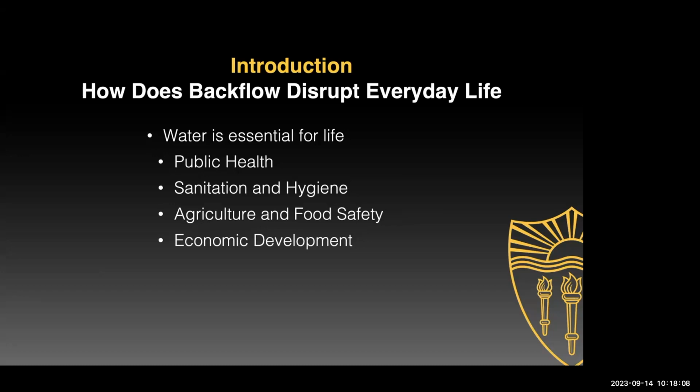For agriculture and food safety, clean water is also vital for agricultural production and food security. Irrigation and livestock require an ample water resource. Contaminated water can lead to tainted crops and livestock, affecting food safety and supply chains. And then for economic development, industries depend heavily on water for various processes, including manufacturing, energy production, and mining. Access to clean water ensures the sustainability of these industries and contributes to overall economic growth. So these are just a few examples of why water is important.